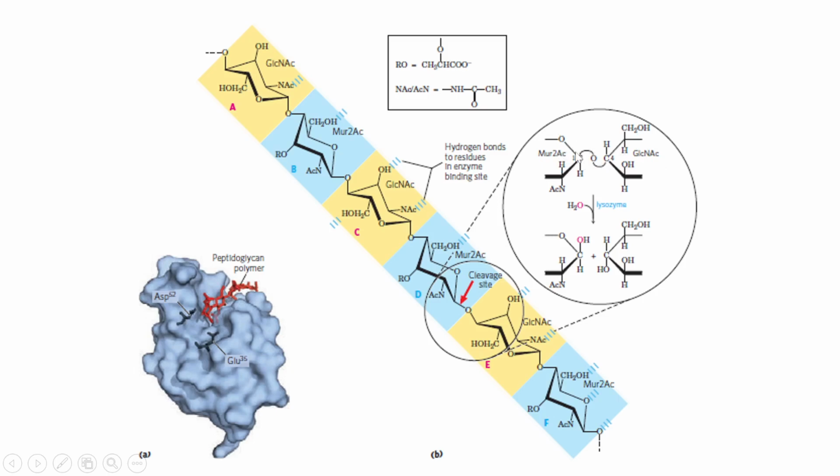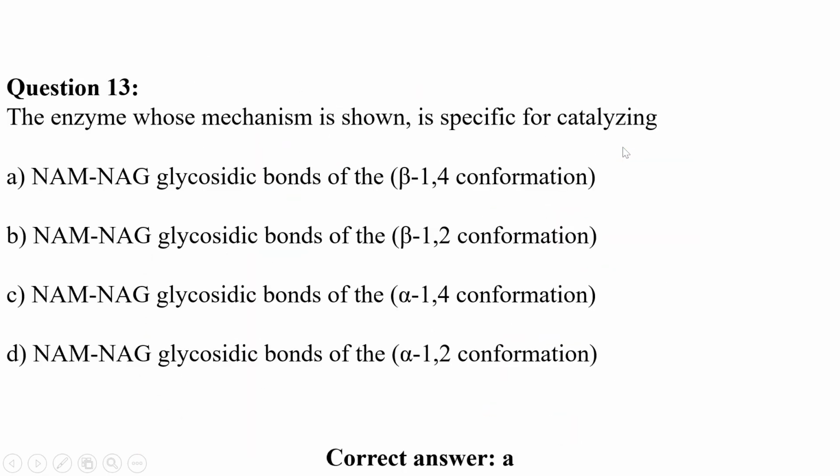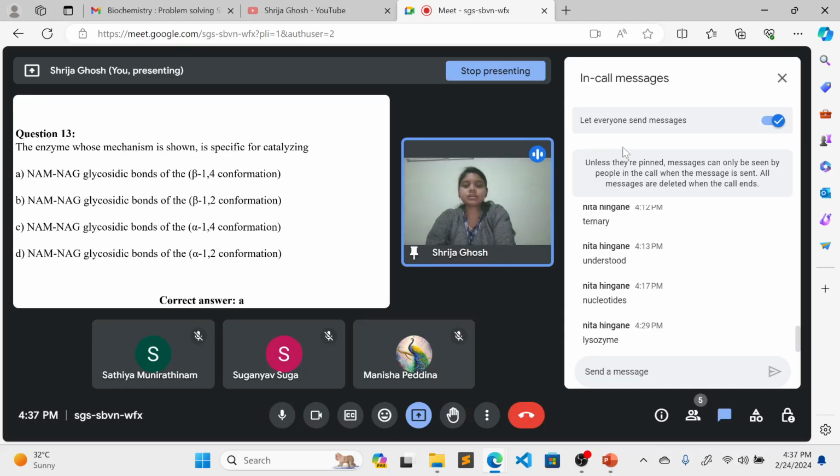And why is it beta? Beta because the OH of both the groups are in opposite direction. So they are trans to each other. One is coming out of the plane and one is going inside the plane. If both the OH are going inside the plane and making a bond, it will be called an alpha glycosidic linkage. In the other case, it will be called a beta glycosidic linkage. So this is a beta glycosidic linkage between the first carbon of NAM and the fourth carbon of NAG. So this is called beta-1,4 linkage. Okay, this is clear.